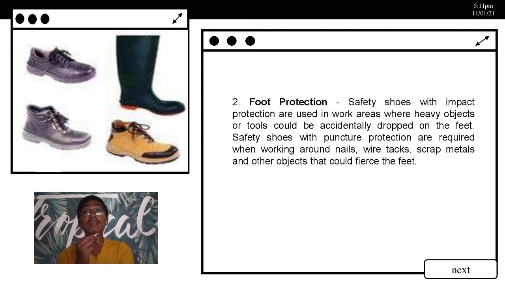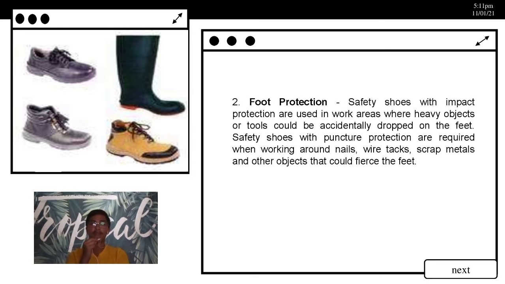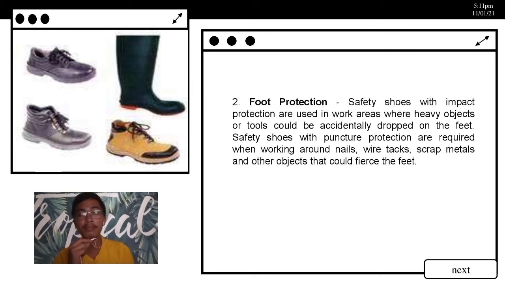It is intended for heavy industrial work environments, especially construction where sharp objects such as nails are present. So this safety footwear is used for heavy industrial work environments. If you are working in a metal industry where there are metals that have nails on them, you really have to use that in order to protect your foot.